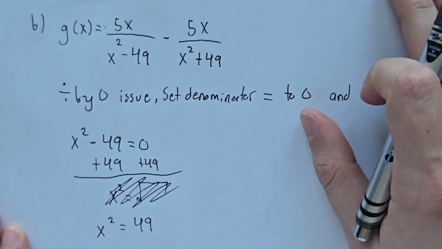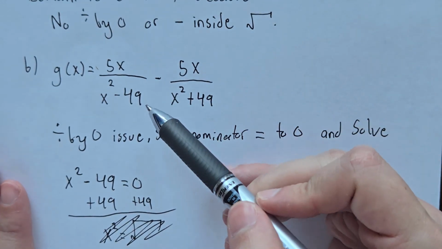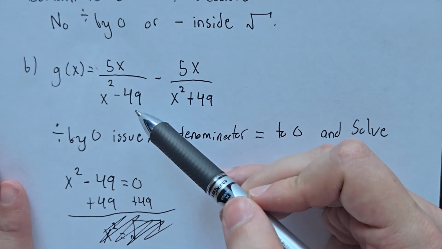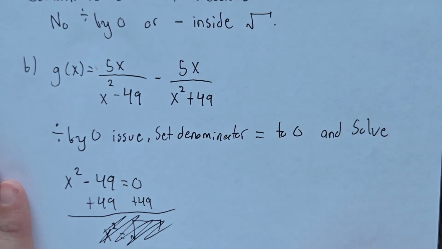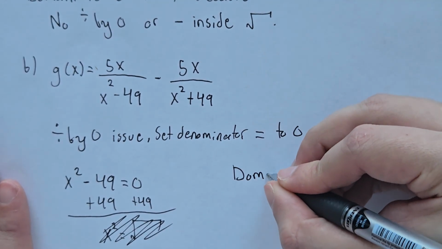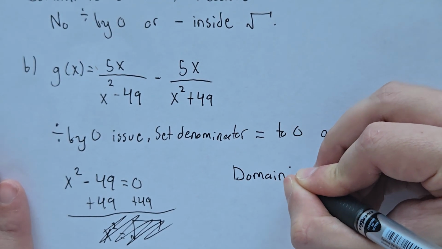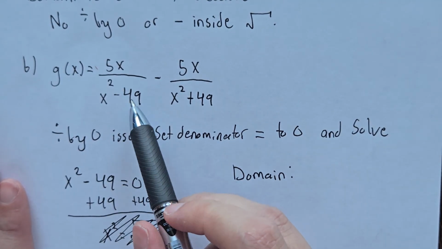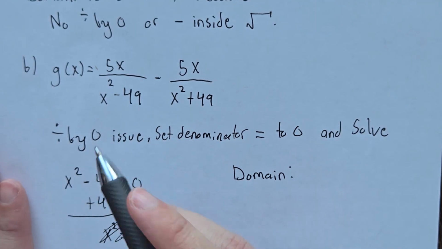If I go back up, then that would make this expression in the denominator 0, and we'd be doing a division by 0. So this means that we want to actually avoid those two values. So for the domain, we want to have all real numbers except for negative 7 and positive 7, because those are the two values that are going to make this a division by 0.